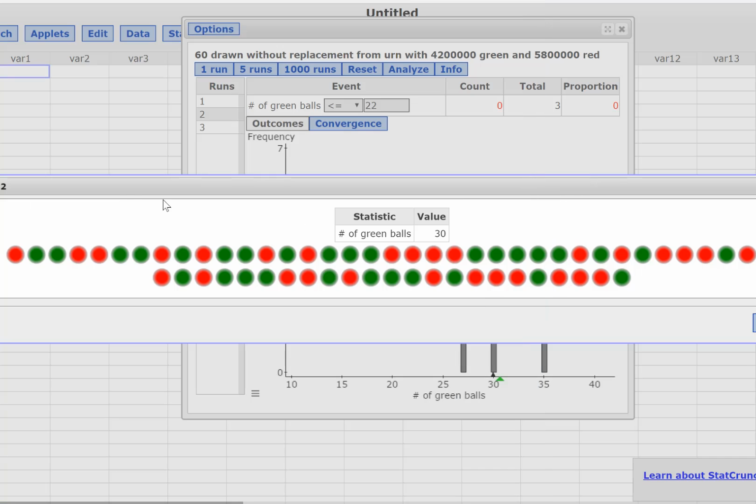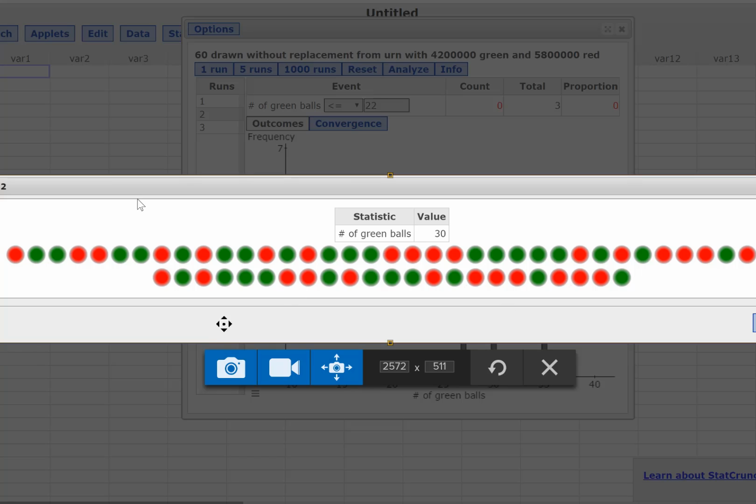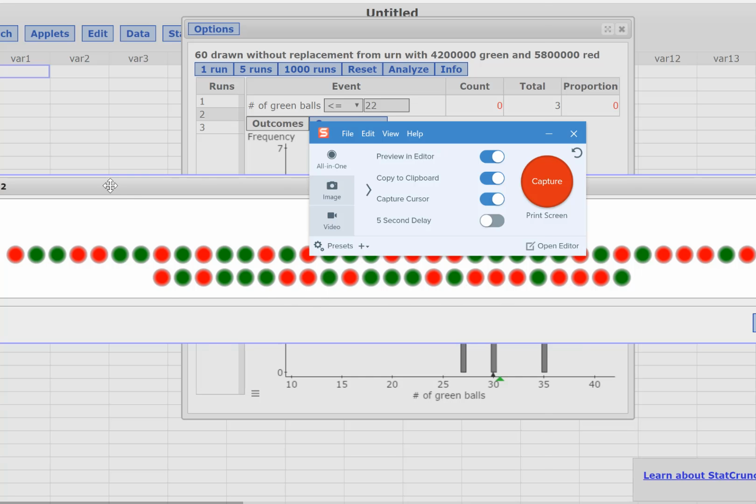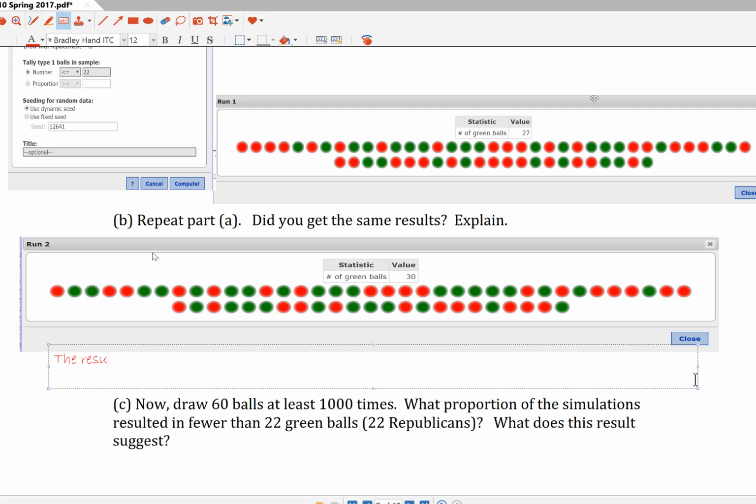Why wouldn't we get the same results? Sampling variability. There you go. Excellent. Sampling variability. We surveyed different individuals, and therefore we're going to get different respondents saying, yeah, I'm Republican, and therefore you're going to get a different sample proportion. The results differ because we have different individuals in the sample.